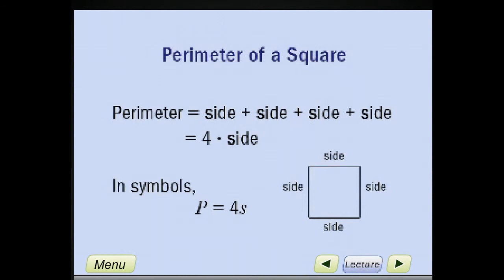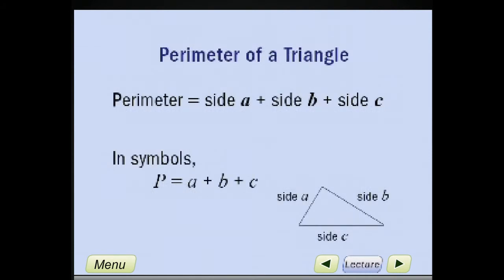Then perimeter of a square. If you look at the figure, perimeter is side plus side plus side plus side, so the perimeter is 4 times the side, or we can write P equals 4S.